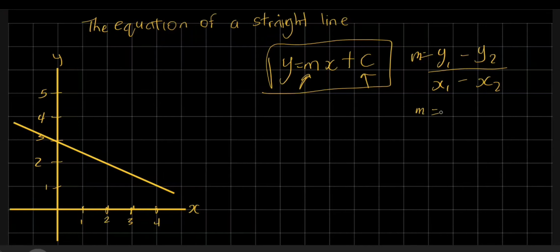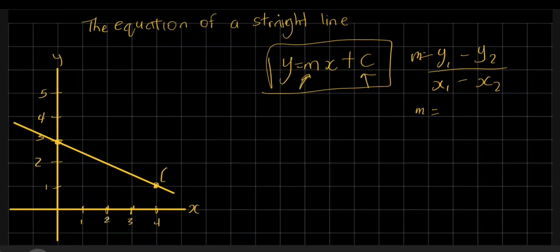As we learned in the previous video, we identified 2 points on this line, any 2 points. Let's identify that point there, and let's go with this point here.